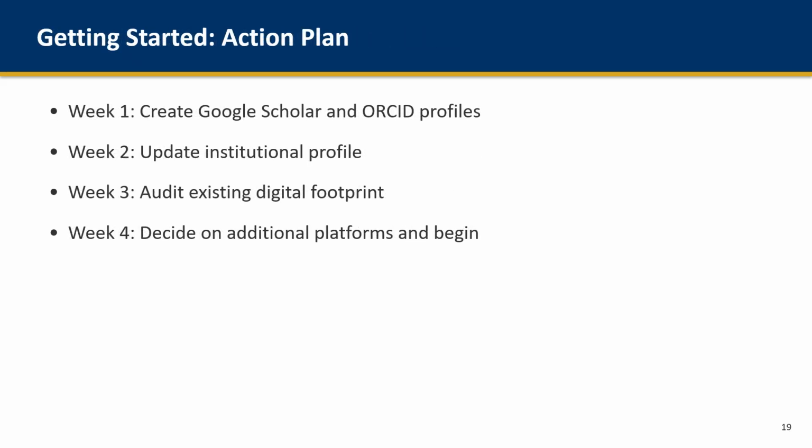If you are starting to build your online presence or significantly improving it, a phased action plan makes the task manageable. Here is a 4-week starter plan. In week 1, create your Google Scholar profile and register for ORCID. These foundational platforms require minimal time and provide immediate benefits. Add your publications, verify attributions, and complete basic profile information. These platforms then work for you automatically.